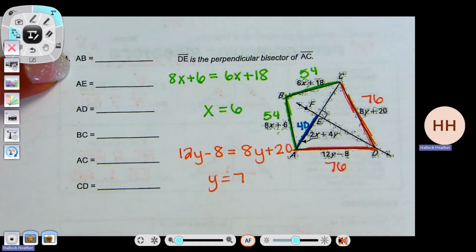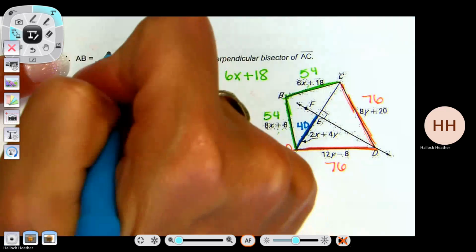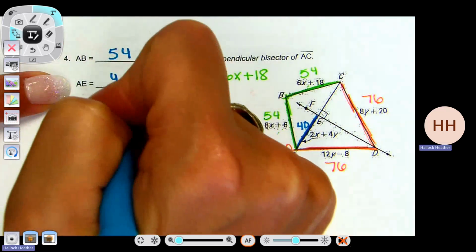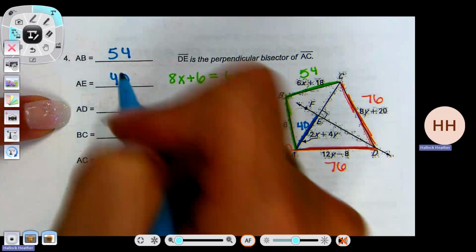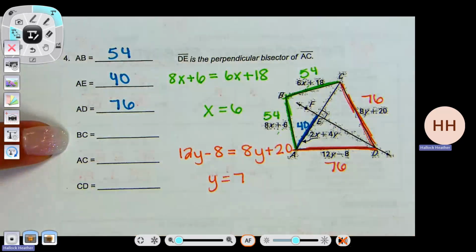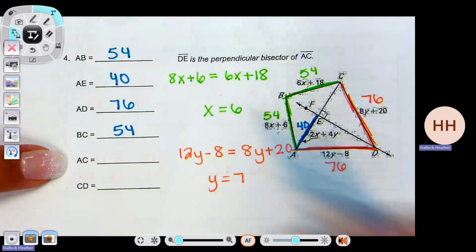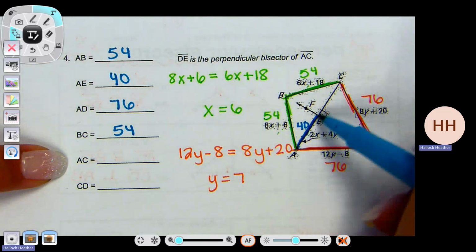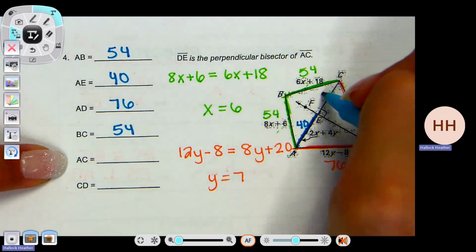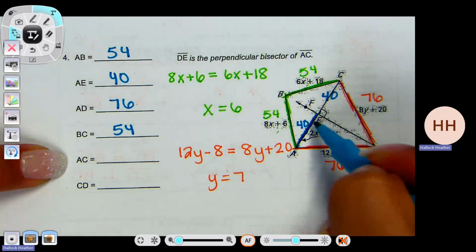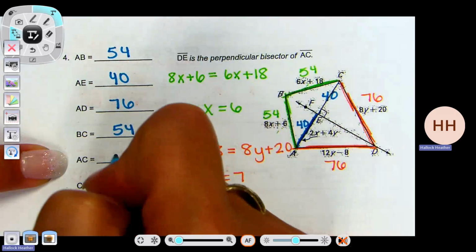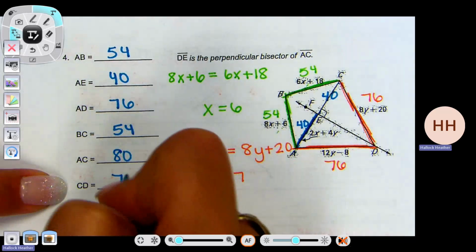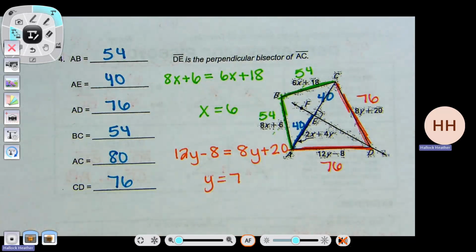So we have AEB. What's that going to be? 54. What about AE? 40. What about AD? 76. What about BC? 54. And then AC? 80. This one's going to be 80 because if this is 40, then this is also going to be 40 because they match. So 40 and 40 added together, or 40 times 2, is 80. And then CD, 76.